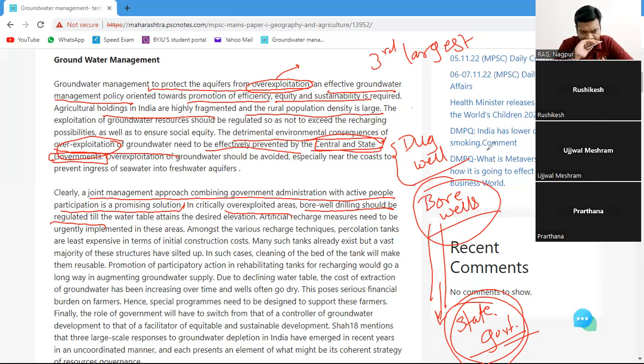Wherever this is so, for borehole drilling in such areas, new boreholes should not be given permission, and whatever the existing borewells are should be regulated. But load shedding is not the option for that.